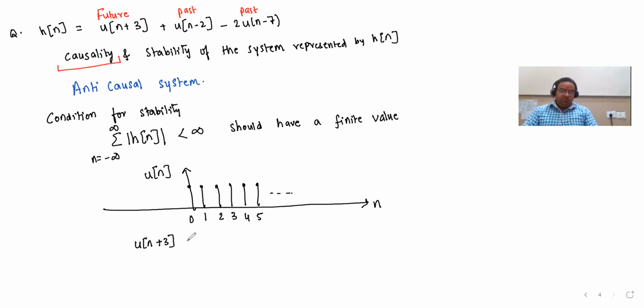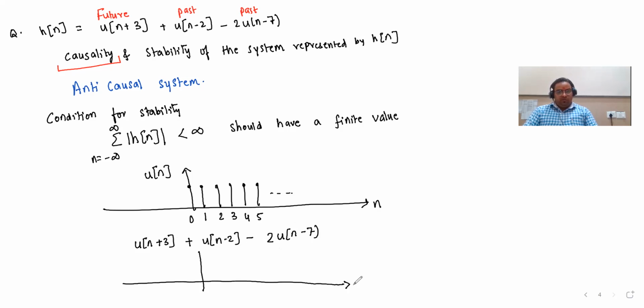So the output that will be obtained is u of n plus 3. I'm not drawing all of them, otherwise it will become very lengthy. I leave it to you as homework to draw all the waveforms: first u of n plus 3, then u of n minus 2, and sum both of them. Then draw u of n minus 7, multiply it by 2, and subtract it from the sum you obtained.